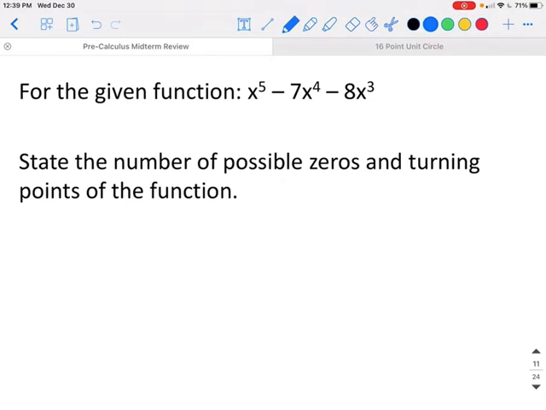We need to state the number of possible zeros and turning points for the function. So remember, these do need to be in descending order. So the largest exponent should come first, and then they should get smaller in the exponents as they go down. This one is in the correct order. If it's not in the correct order, make sure you rearrange first. But whatever that largest exponent is, is your n value.